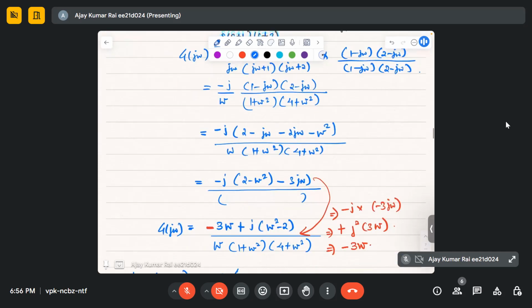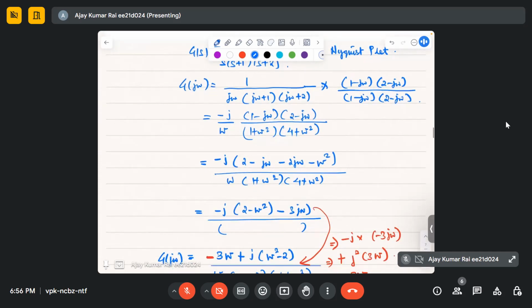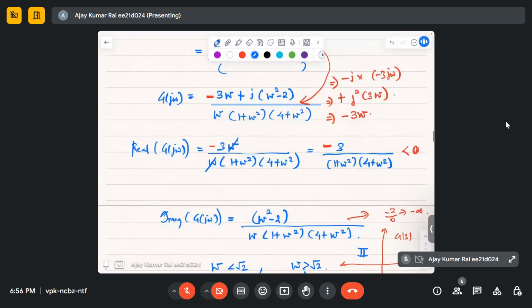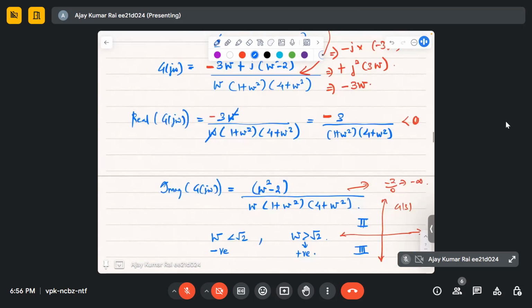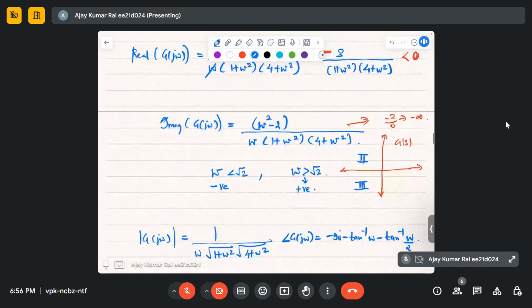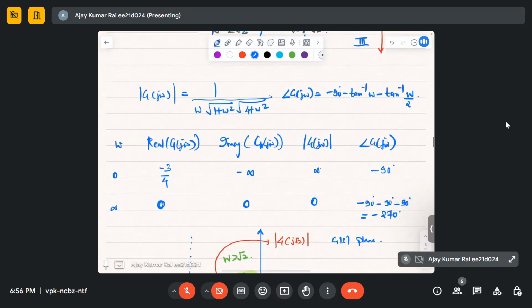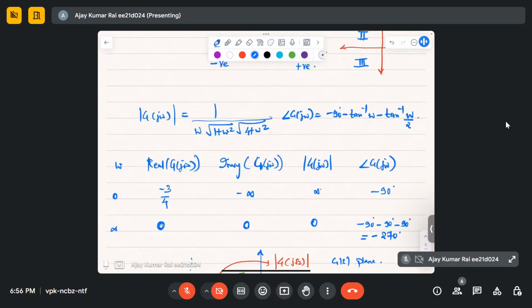Typically, what we used to do is write the sinusoidal transfer function and find out the real and imaginary part. Just by finding the real and imaginary part, you will know that this Nyquist plot will lie in the second and third quadrant, because the real part of g of j omega is always going to be negative, and the imaginary part depends on the value of omega. For omega less than root 2 you have negative values, and for omega greater than root 2 you have positive values. And you find out the magnitude and the phase.